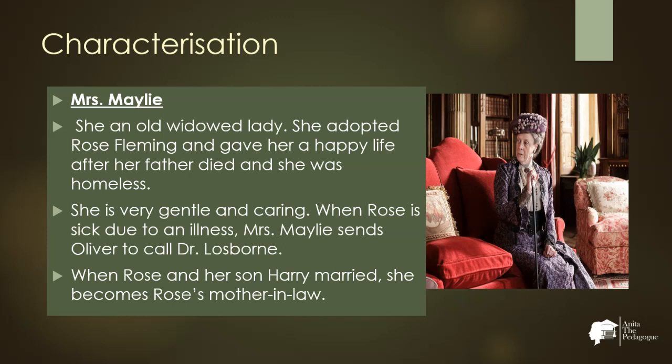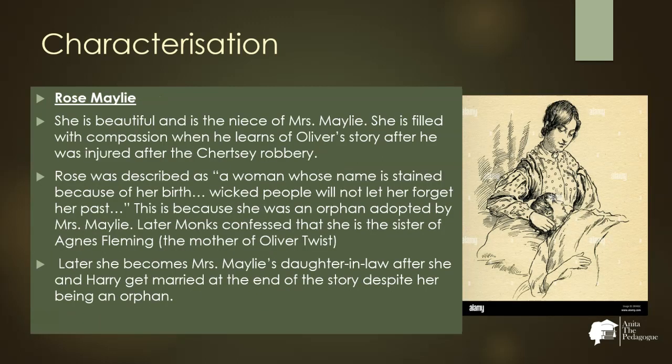Mrs. Maylie. She is an old widowed lady. She adopted Rose Fleming and gave her a happy life after her father died and she was homeless. She is very gentle and caring, to the extent that when Rose is sick due to an illness, Mrs. Maylie sends Oliver to call Dr. Osborne and they care for her. When Rose and her son Harry married, she becomes Rose's mother-in-law.